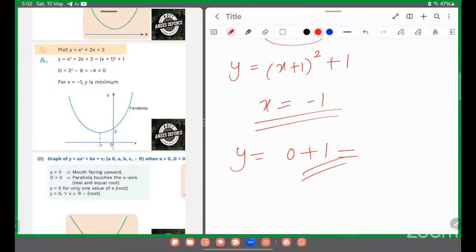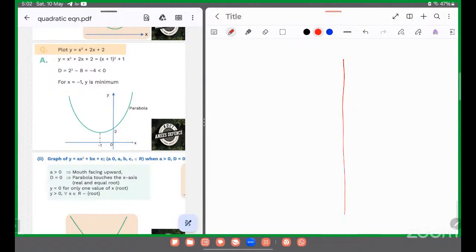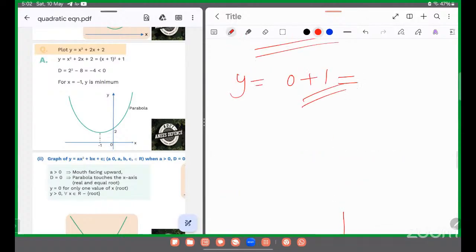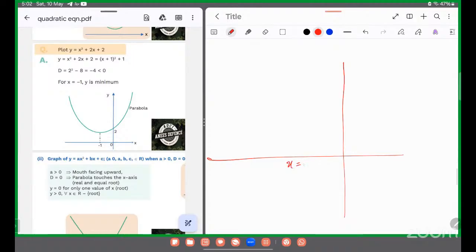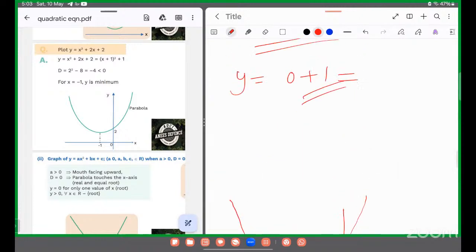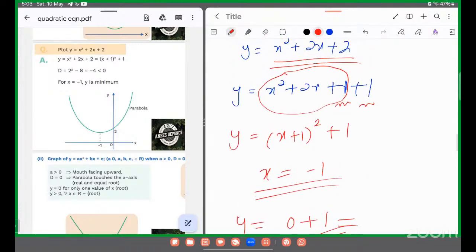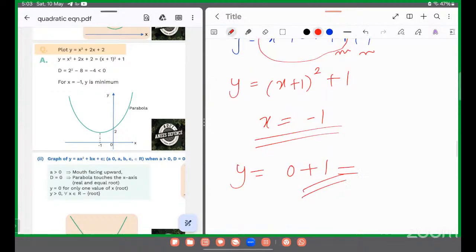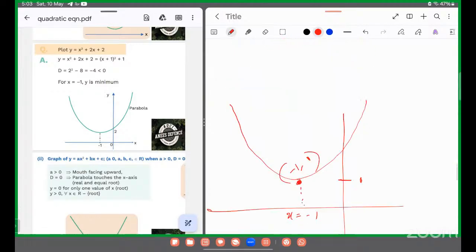So the graph looks like this. When x is equal to minus 1, the corresponding value of y is 1. So the graph will come like this. So this point is x equal to minus 1 and y equal to 1. So the minimum value of this particular function, that means y equal to x square plus 2x plus 2, the smallest possible value of y is actually y equal to 1.